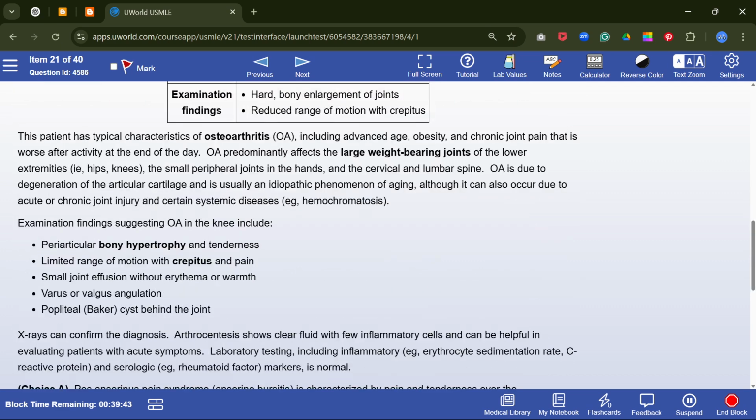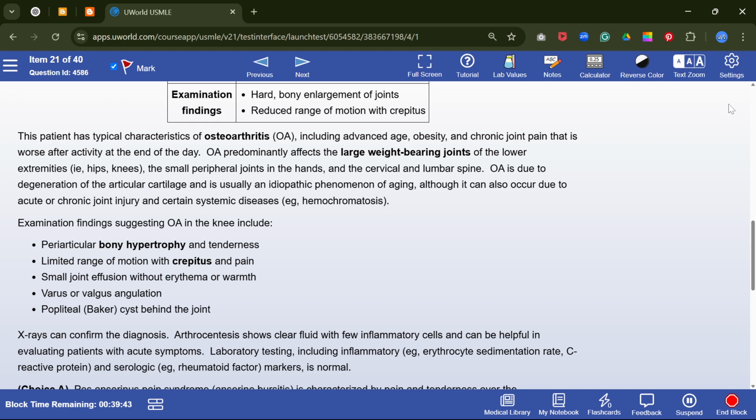Okay. This patient has typical characteristics of osteoarthritis, including advanced age, obesity, and chronic joint pain that is worse after activity and at the end of the day. Osteoarthritis predominantly affects the large weight-bearing joints of the lower extremity, hips and knees, the small peripheral joints in the hands, and the cervical and lumbar spine.